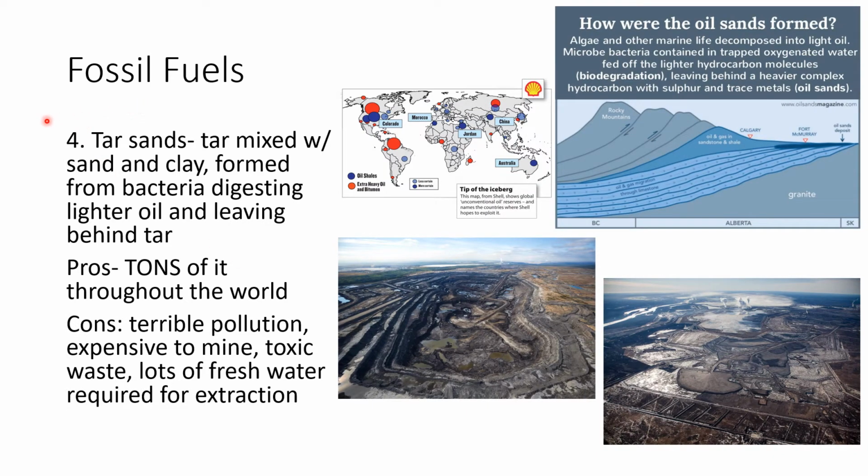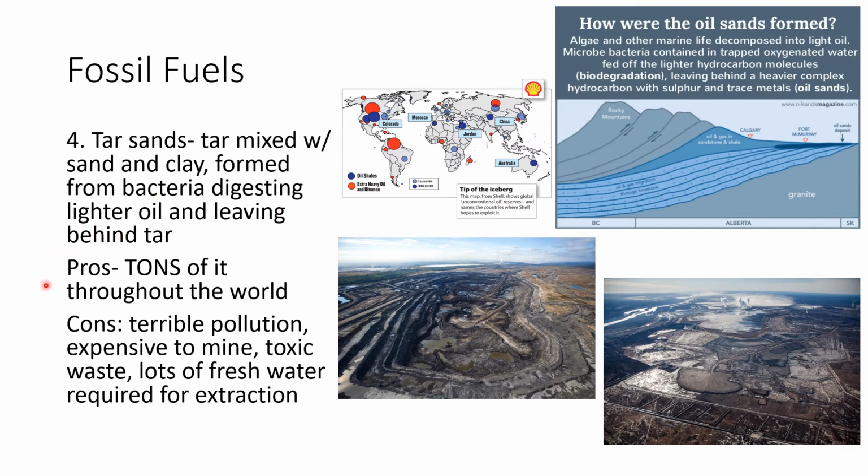So the next type of fossil fuel is the tar sands. This is a sticky form of hydrocarbon called tar that's mixed in with sand and clay. It forms from old deposits of oil that were digested by certain types of bacteria. They digested the lighter stuff and left behind the sticky tar.